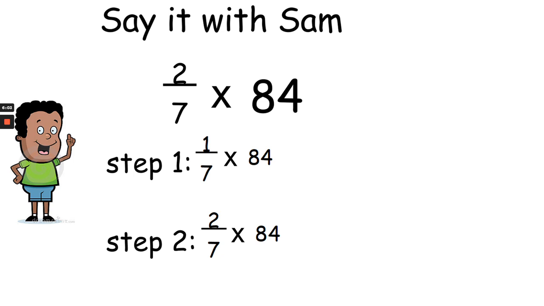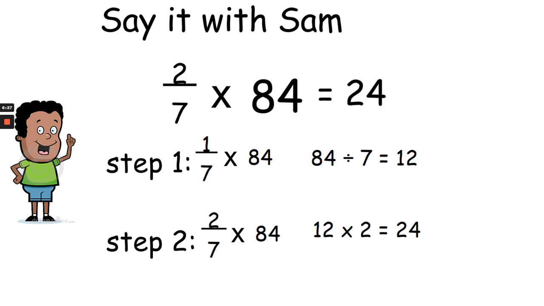To find 1/7 of 84, I'm going to do 84 divided by 7. That gives me 12. This is the first step, but it's not the answer. I wanted 2/7 of 84, so I need to multiply that 1/7 of 84 by 2. 12 times 2 gives me 24. 2/7 of 84 is equal to 24. Great job if you got that one, Year 6.